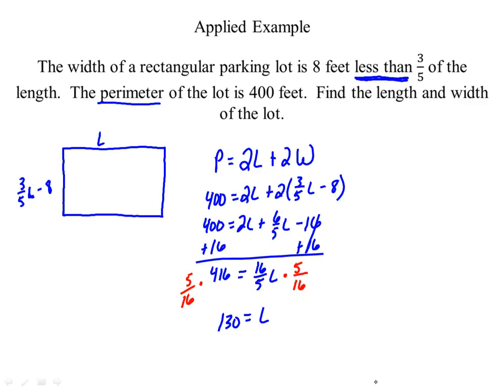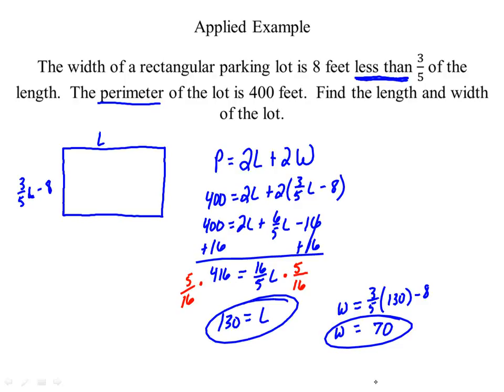Now let's find the width. The width is going to be 3/5 times the length minus 8. So let's do 3/5 times 130. It's going to be 78 minus 8, which is 70. So the width is 70 and the length is 130. Combining those like terms.